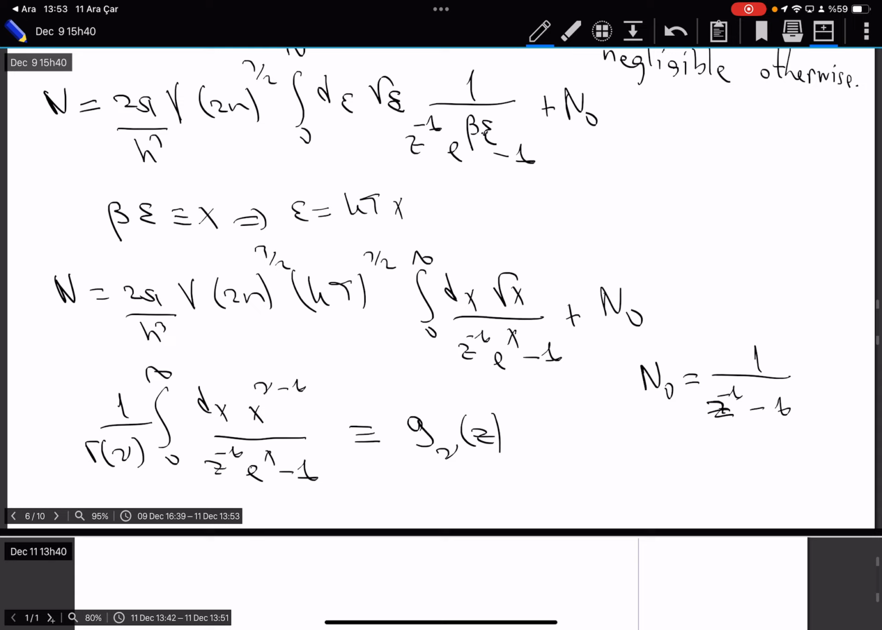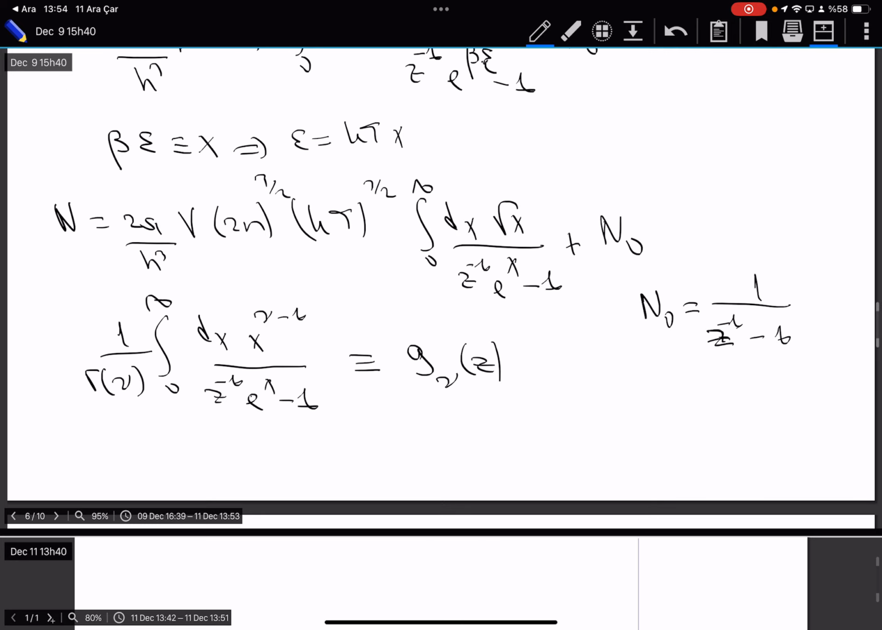Now, we have two cases. z can be very close to 1. That is the case when chemical potential is very close to 0. In that case, N0 can be large. If z is very close to 1, z inverse is also very close to 1, so it's almost 1 over 0, which is infinite. z cannot be exactly equal to 1, but can be very close. So unless z is very close to 1, N0 is negligible. The first term is proportional to V, the volume, which in the thermodynamic limit basically diverges. So N0 is negligible unless z is very close to 1.